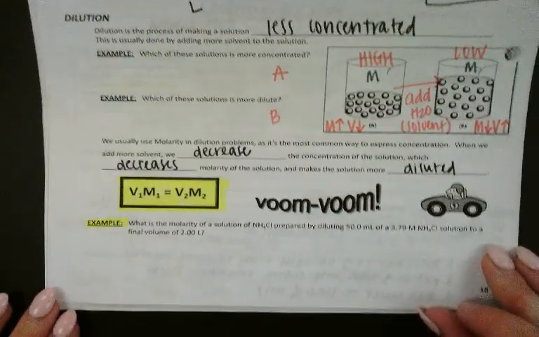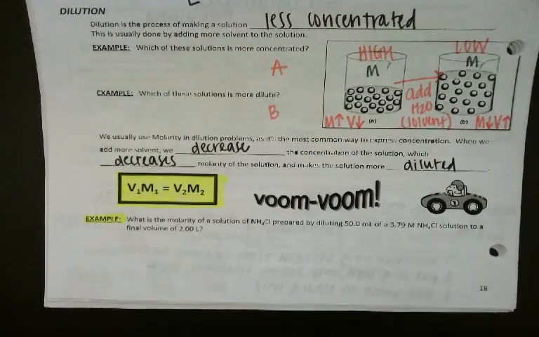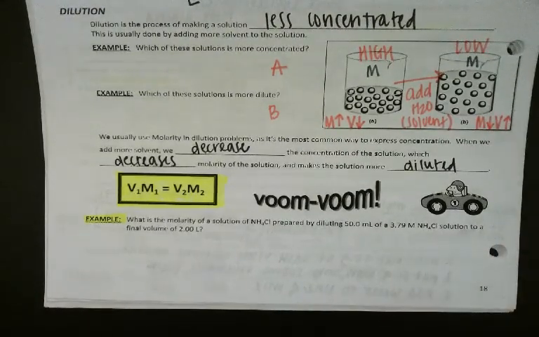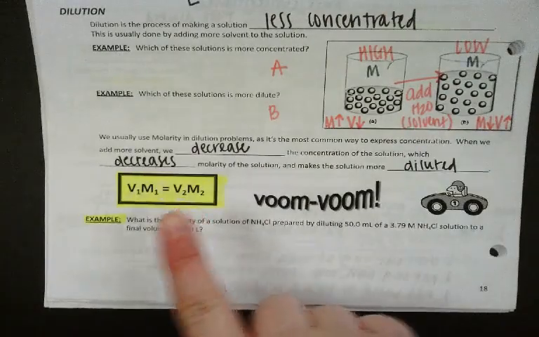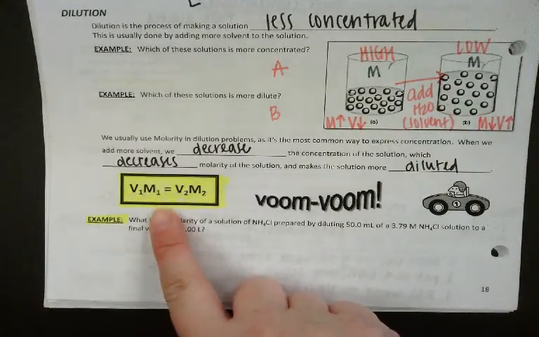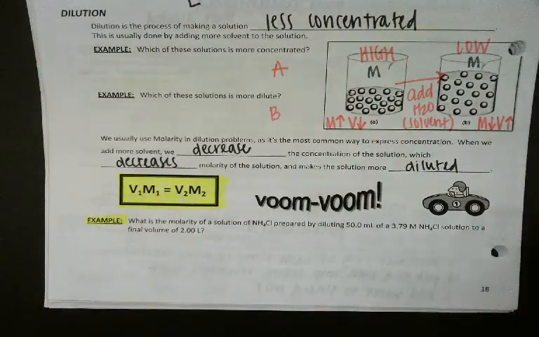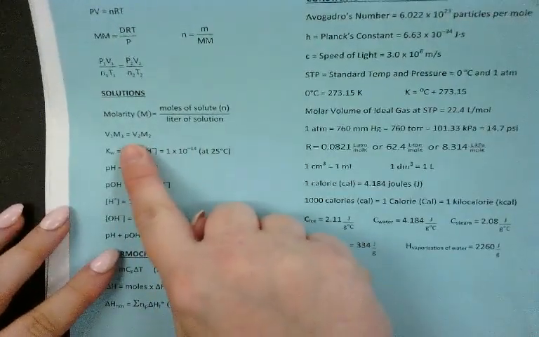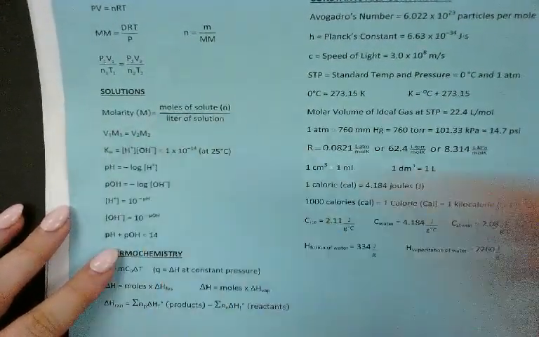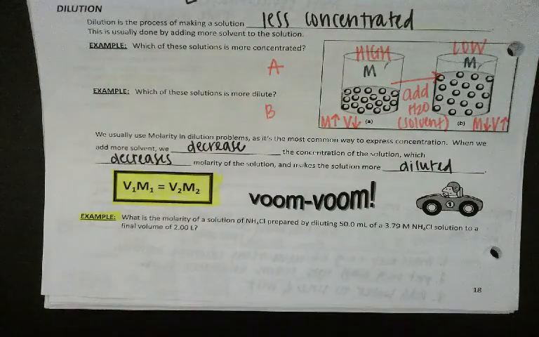Okay, so this formula is your formula for dilution. V1 M1 equals V2 M2. We have "voom voom." It's just a way to remember it. Not that you have to have it memorized because it's right below your molarity value. So that's saying volume 1 multiplied by molarity 1 equals volume 2 multiplied by molarity 2.